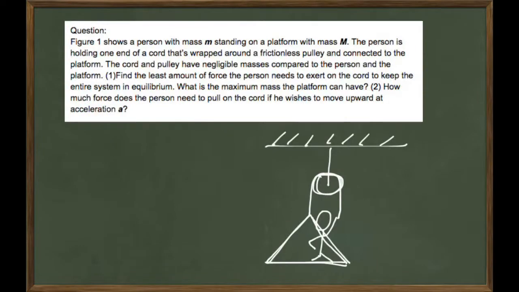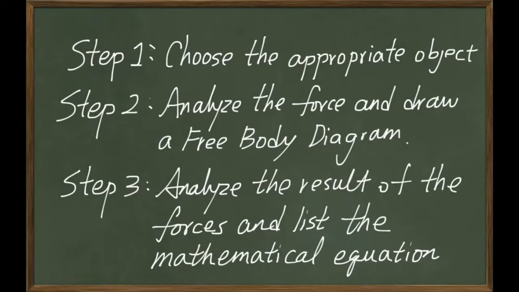Well, there are the person and the platform. Since the problem says the cord and the pulley have negligible masses, meaning that they're massless, we're going to ignore them. That leaves us with only the person and the platform. Back to the first step: choose the appropriate object. Let's first choose the person.